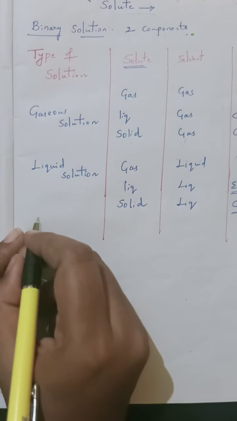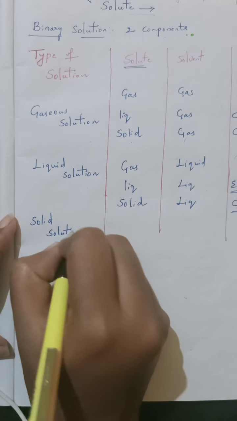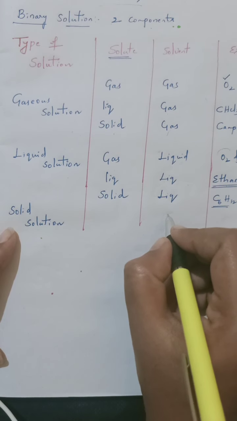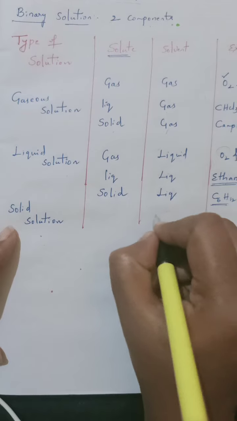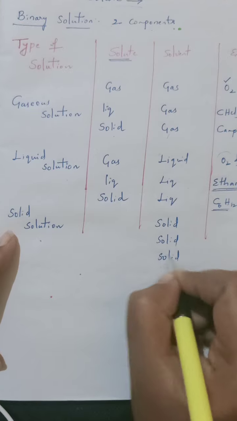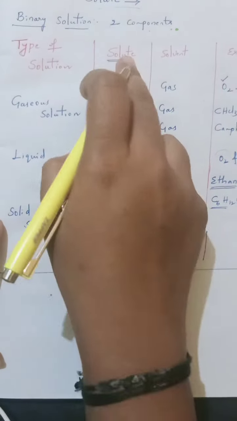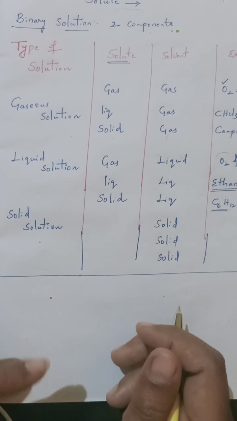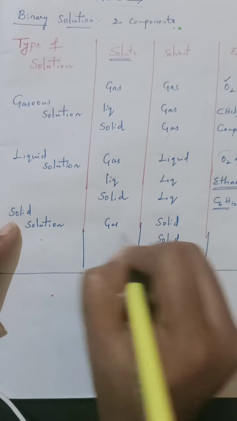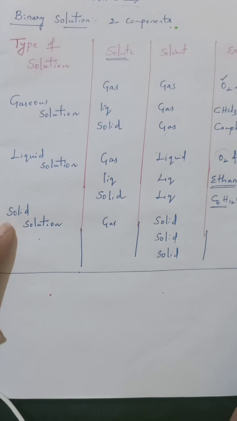Now the next one is solid solution. In solid solutions, the nature of the solvent will be the same, that it exists in solid state. Again it is of three types. Why again three types? Because the given solute can exist in three physical states. Sometimes a gas can be dissolved in a solid. That means your solute condition is gas, and the solvent condition is solid.